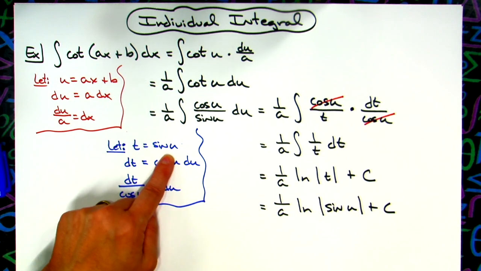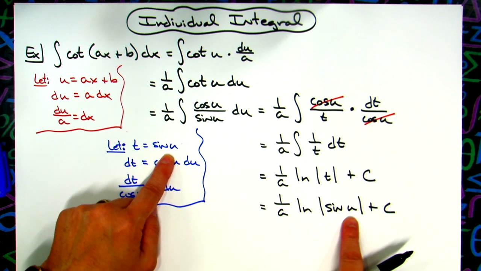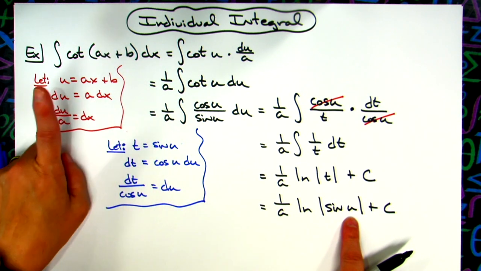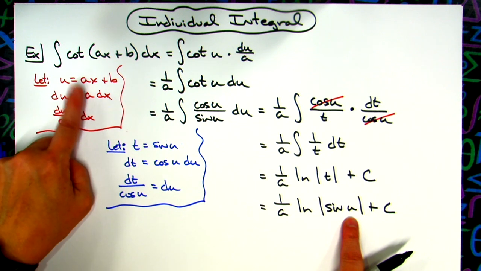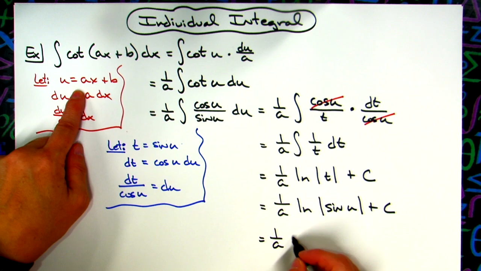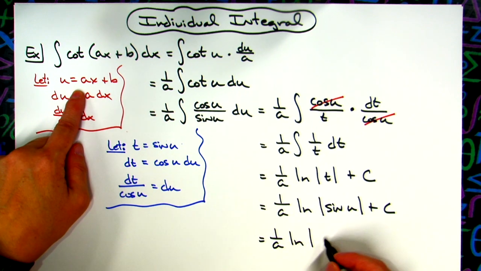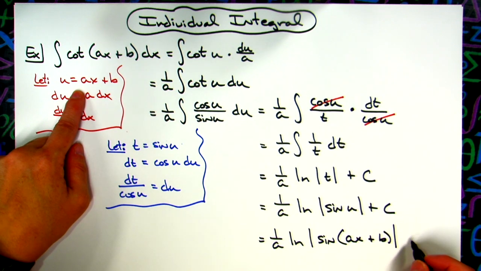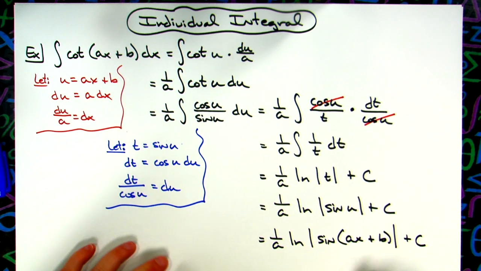All right, now I know I'm still not done yet because I have an answer here in terms of u. My original integral was in terms of x, so I've got to do one more substitution. I know what u is, so I can now replace again: 1 over a natural log absolute value sine of ax plus b. Absolute value bar is closed there with a plus c on the end.